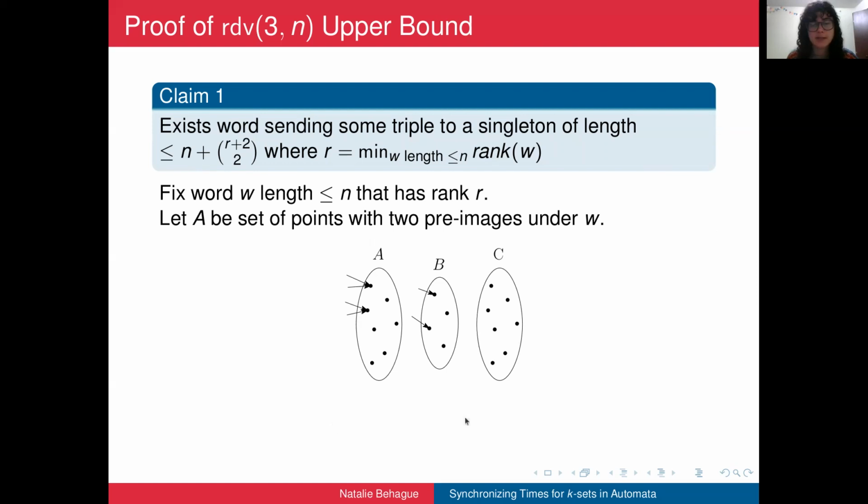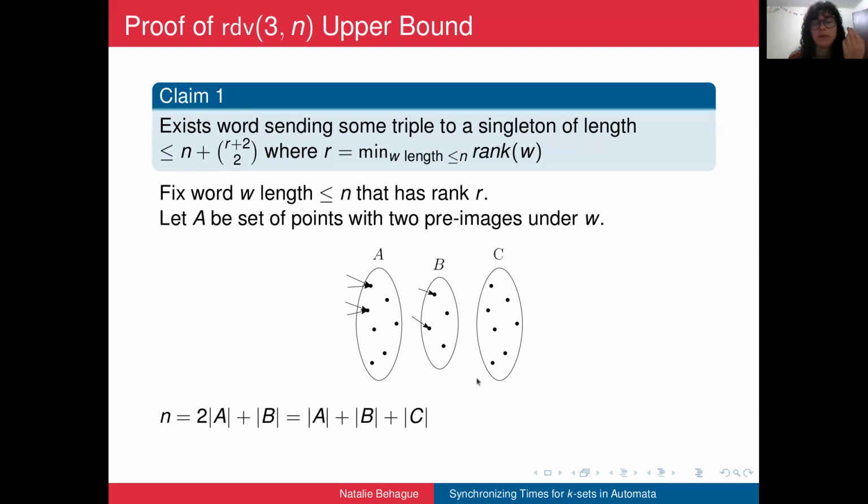So here's a sketch of what this set of states looks like, and how W acts. This picture is supposed to show that everything in A had two things in its pre-image under W. So two things get sent to everything in A. Everything in B has just one thing that gets mapped into it under the word W, and everything in C is not in the image of W. So these are all states that don't lie in the image of W. So from this picture, we can deduce that.